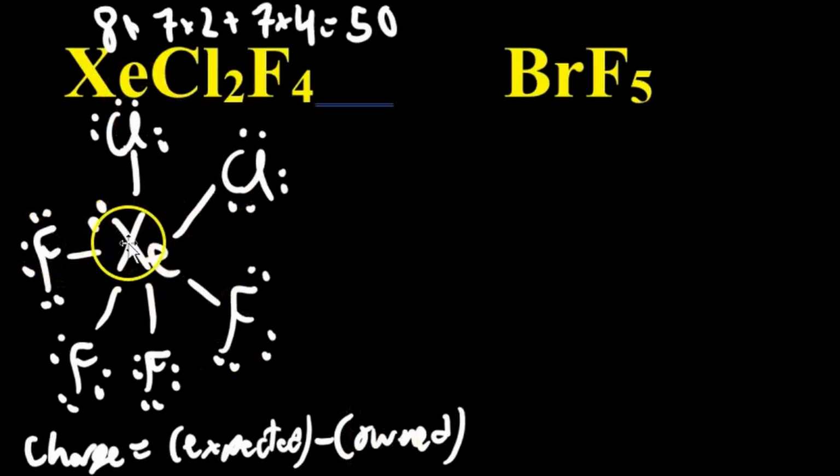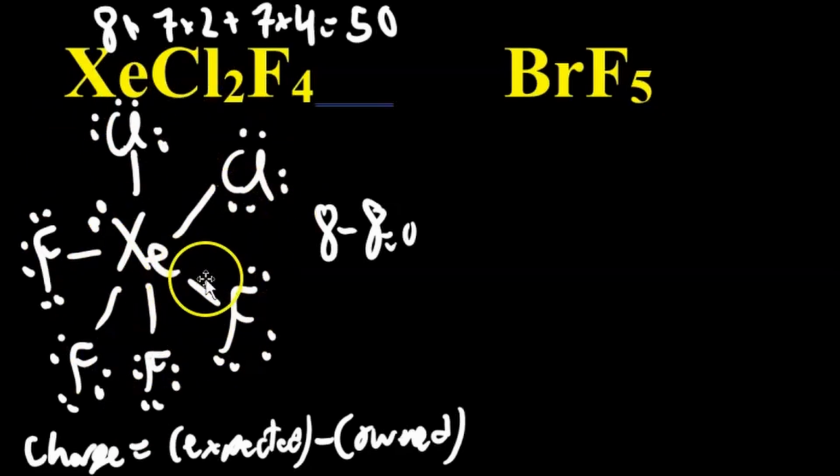What about the xenon? It's expected to have 8. And it owns 1 from each bond, 1, 2, 3, 4, 5, 6, plus the 2 non-bonding electrons, 8. So it's not charged either. So this is its Lewis structure, as big as it is, crazy as it looks. This is the accepted Lewis structure.